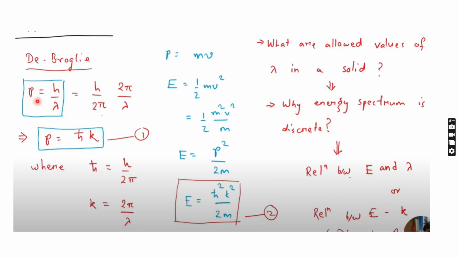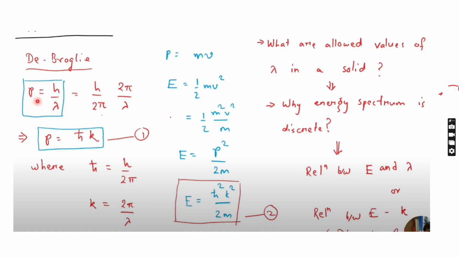From the de Broglie formula, p is equal to h by lambda, which we can rearrange as h by 2 pi into 2 pi by lambda. So this we can call h cross into k. So p will be h cross k, the first equation, where h cross is h by 2 pi and k is 2 pi by lambda.